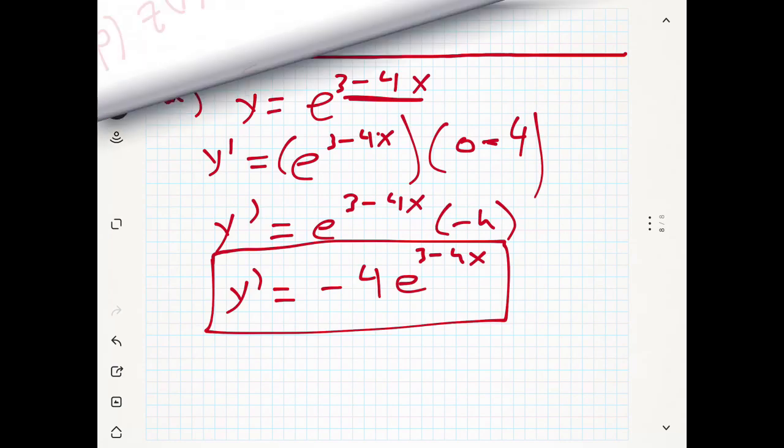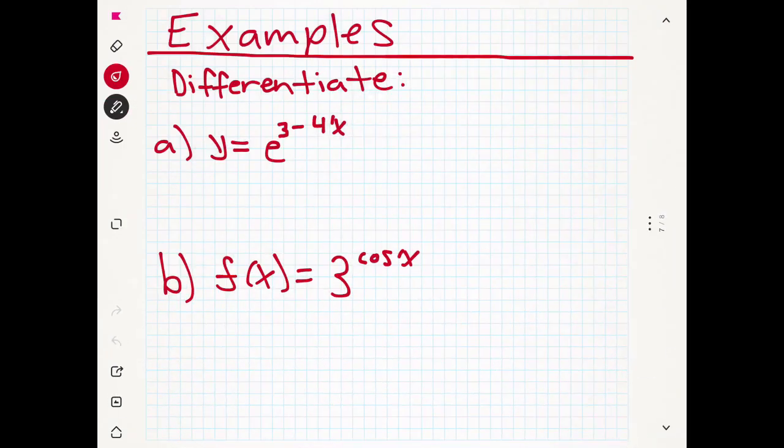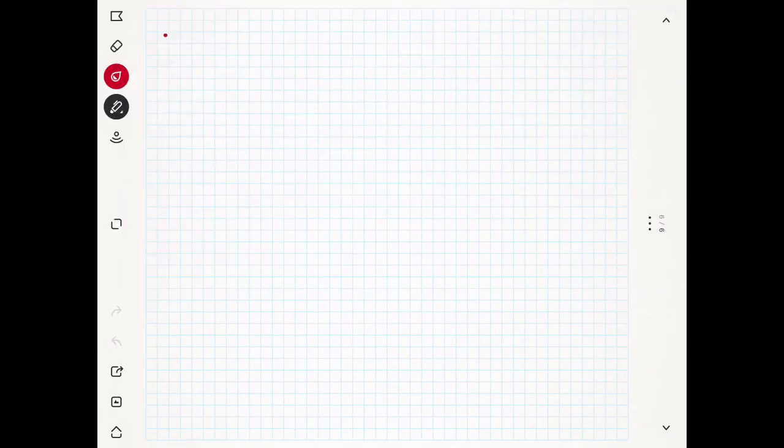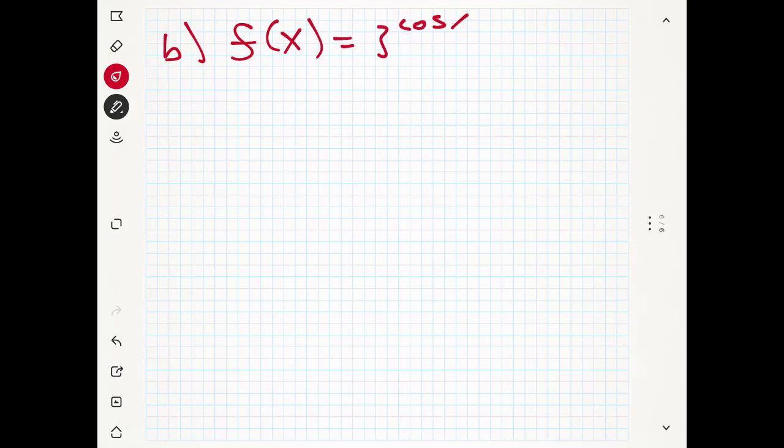All right, so now let's focus on B. f of x is equal to 3 to the power of cos x. Let's start off by writing down the formula that we just learned. d over dx of a to the power of x is equal to a to the power of x times ln a.